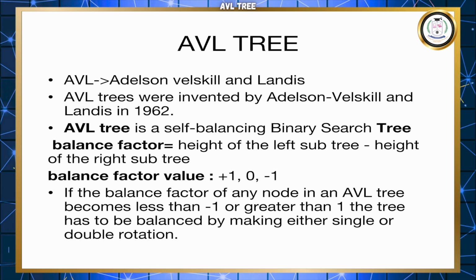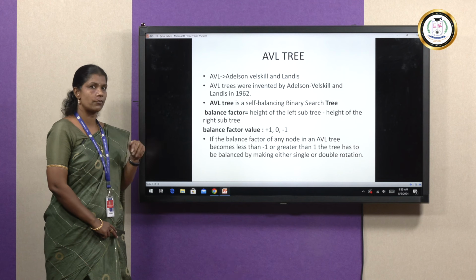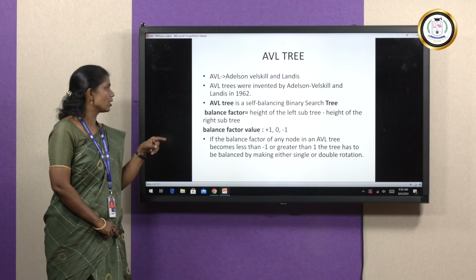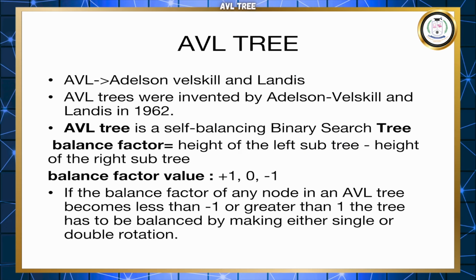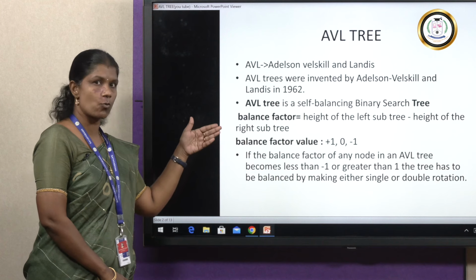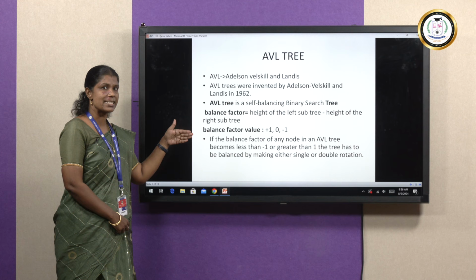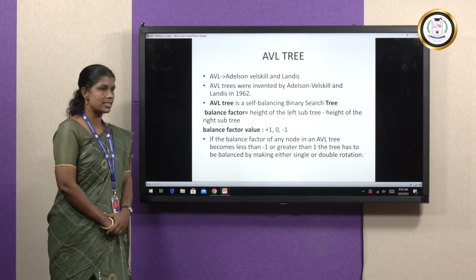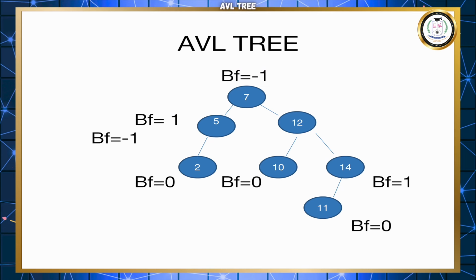First we want to know how to find whether a binary search tree is self-balancing. Using the balance factor, we find whether the tree is balanced or not. We use one formula for finding the balance factor, that is the height of the left subtree minus the height of the right subtree. And this value should be plus 1, 0 or minus 1. If the value is greater than plus 1 or less than minus 1, that tree will be unbalanced. Then we have to make that tree balanced using two types of rotation, that is single rotation and double rotation.